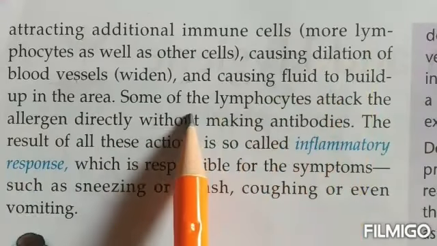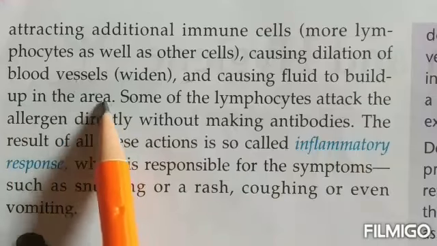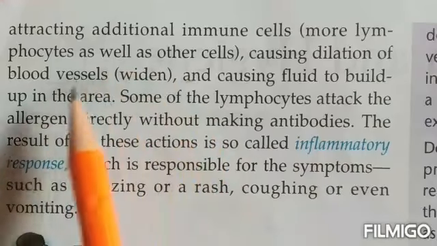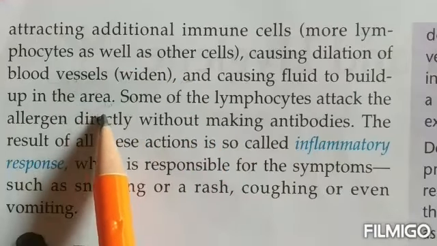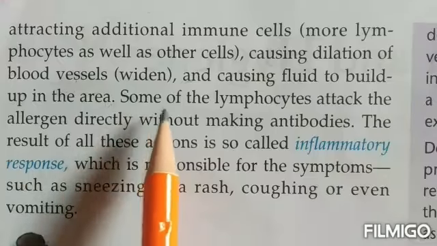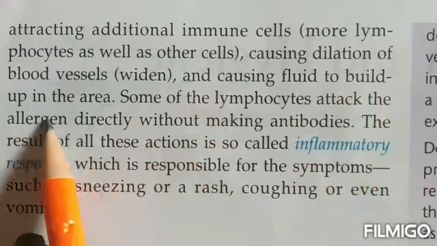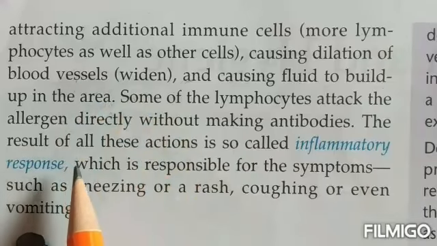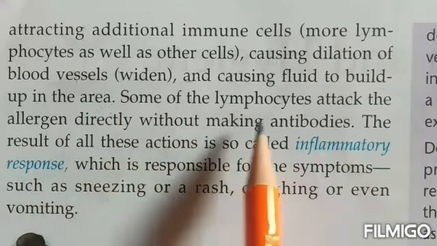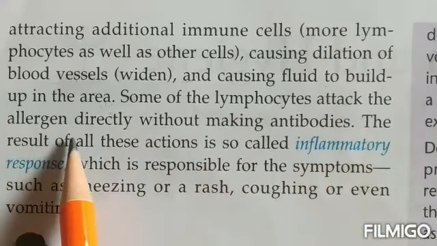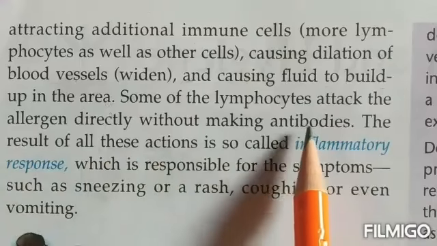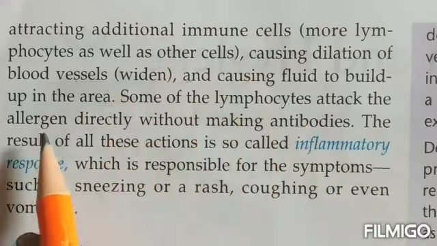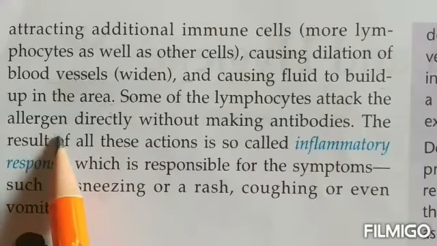Now when more lymphocytes are brought in that particular area, children, a lot of H substance is produced. So what does all the H substance do together? They can cause the fluid to build up in that area. A lot of fluid is made in that area. Then some of the lymphocytes directly attack the allergen. That means they don't wait for the antibodies to be produced. They start directly attacking the allergen.